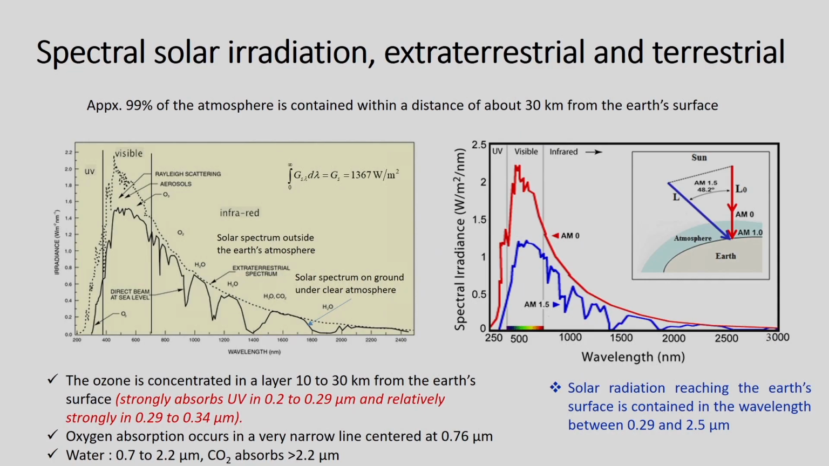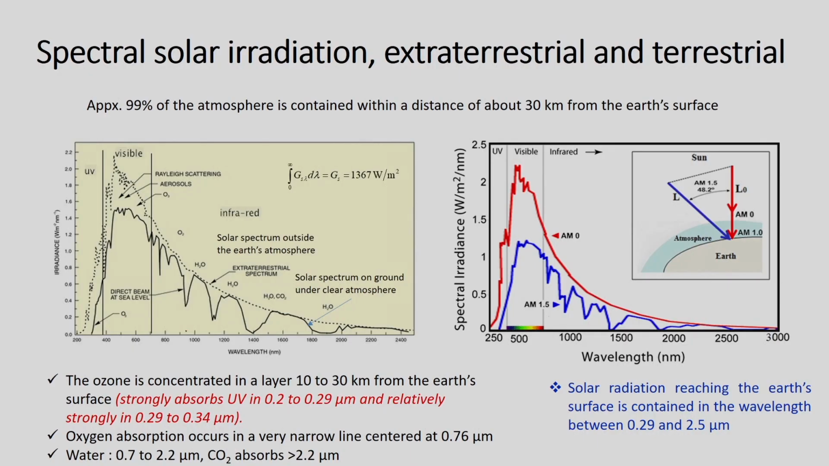So, in the next slides we will learn about solar radiation, what terrestrial radiation is, and solar spectral irradiation, that is, extraterrestrial and terrestrial radiation. It is known that approximately 99% of the earth's atmosphere is contained within a distance of about 30 kilometers from the earth's surface.